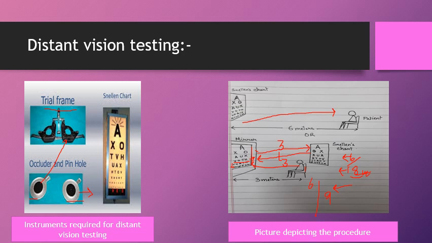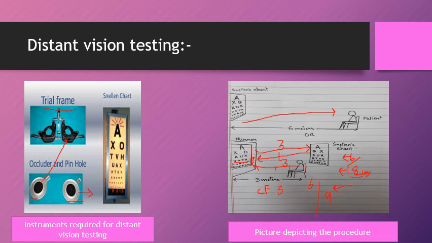If the patient is unable to see the lines placed on the Snellen's chart, then we'll ask the patient to count the fingers which we show him at a 3 meter distance initially, then 2 meters, then 1 meter. If the patient is able to count the fingers, then his vision becomes counting fingers 3 meters if he is reading the fingers at 3 meters, counting fingers 2 meters if he is reading at a distance of 2 meters, or counting fingers 1 meter.